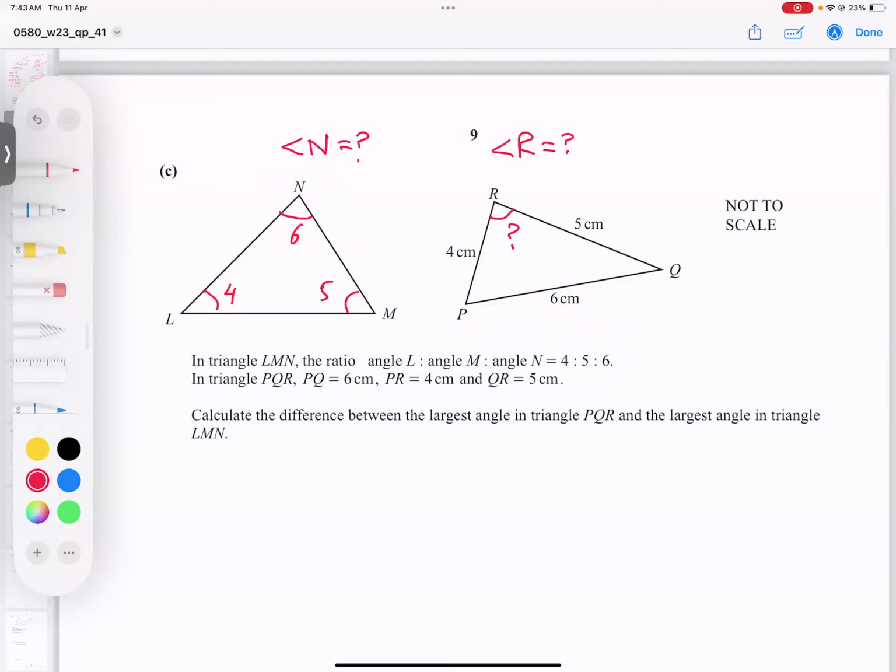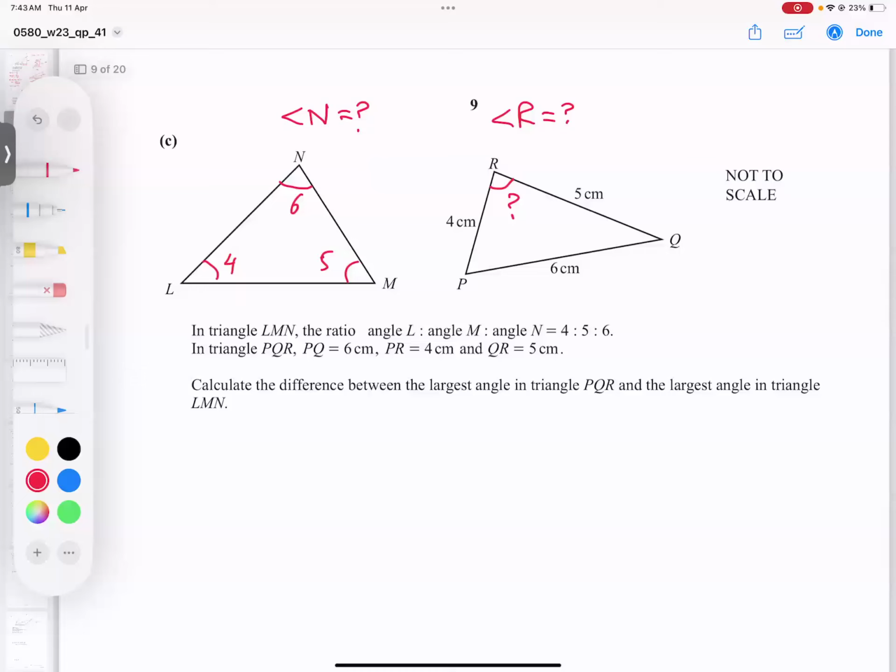So first, I think you've understood the method, because he said that both largest angles are subtracted. I believe this part is clear. Now, how to get these angles is interesting. The rule is basically, first of all, the sum of the ratios. If I add 4 plus 5 plus 6, 4 plus 5 is 9, 10, 15. So 15 is the sum of ratios.